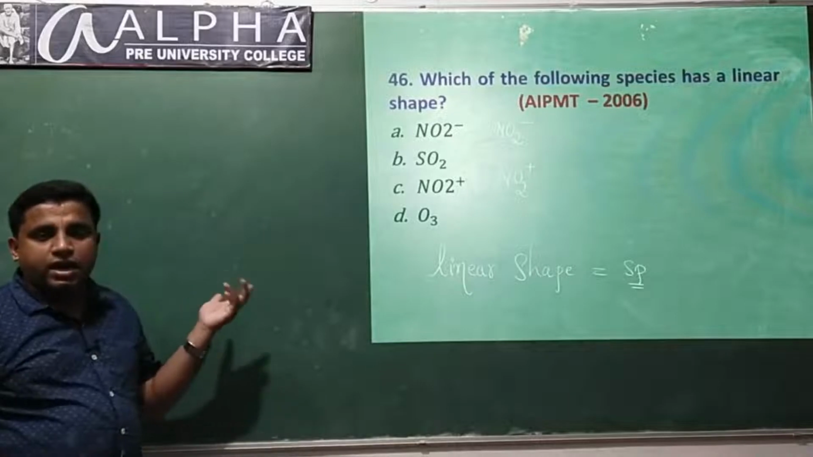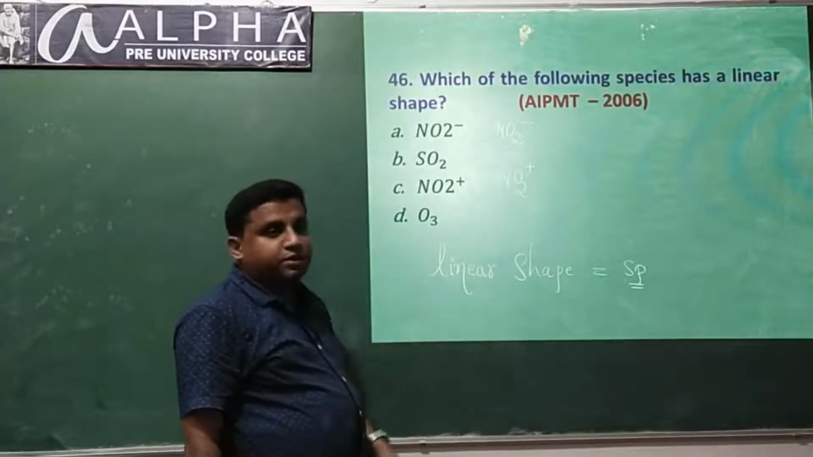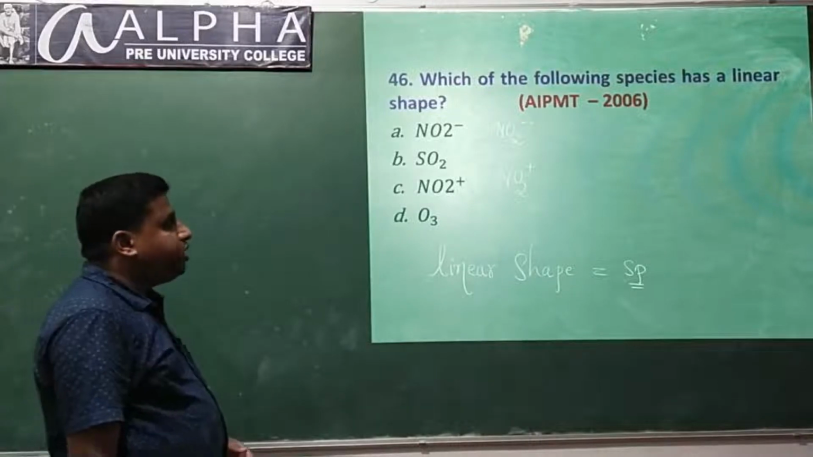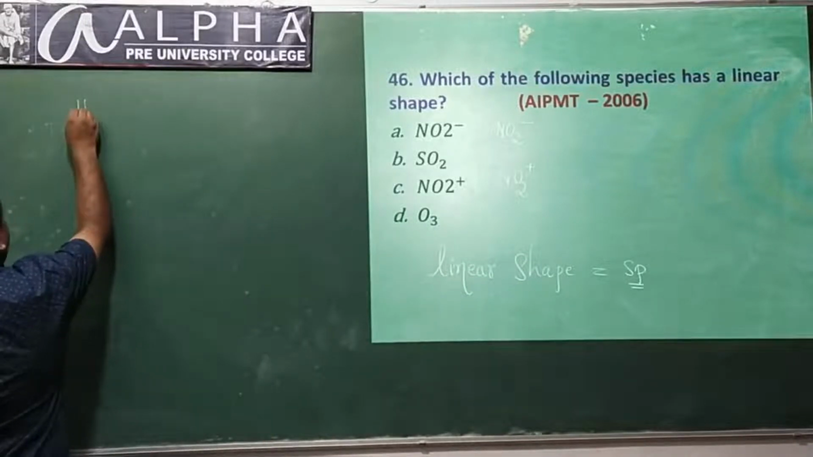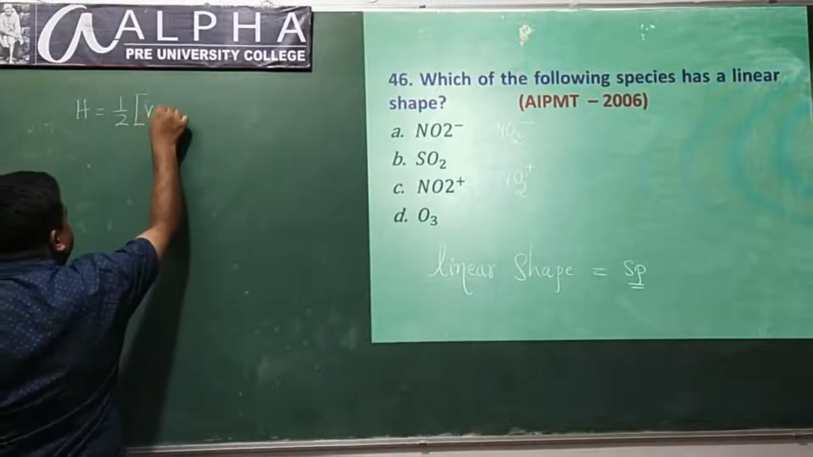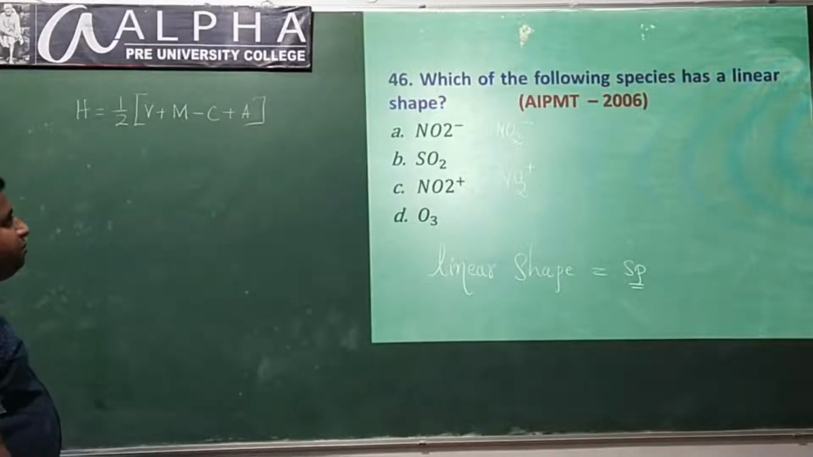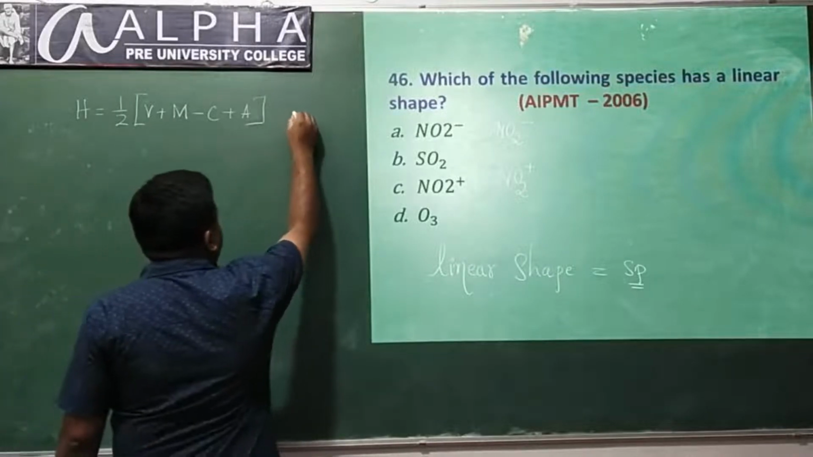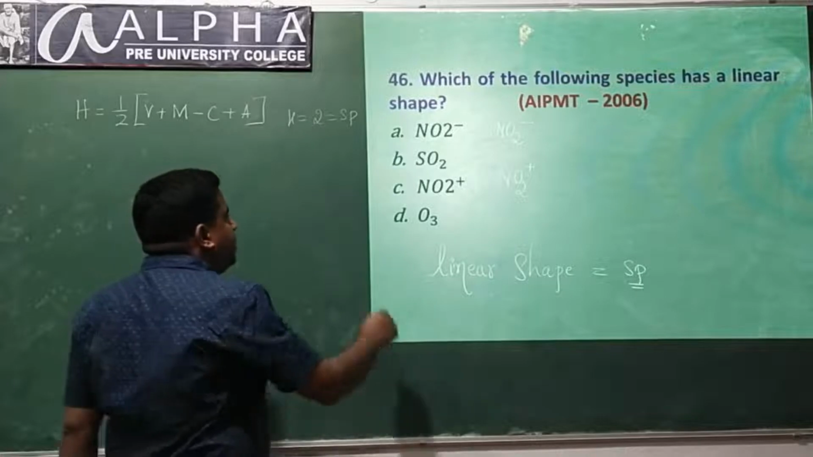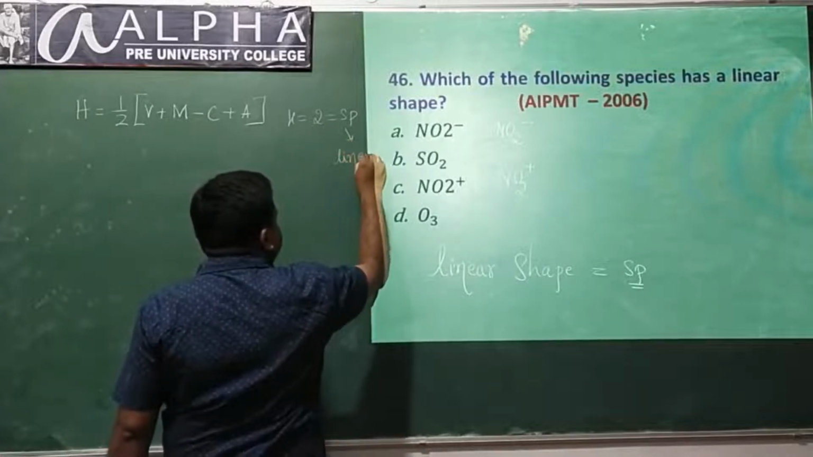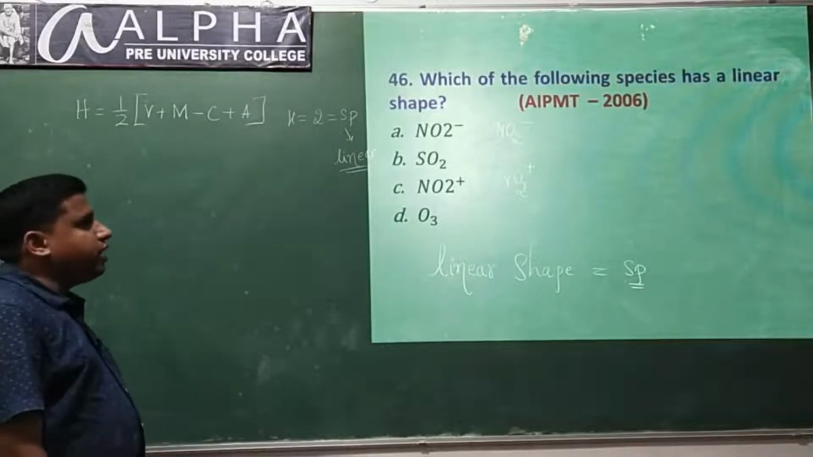So you have to calculate just the hybridization, that's it. You have to get SP hybridization. For SP hybridization the shape is linear. Can we calculate hybridization? Come on guys. The hybridization formula is H equals half of V plus M minus C plus A. For SP hybridization, you should get the value of H to be equal to 2. If H is equal to 2, then the hybridization is SP, and the shape is going to be linear. Simple. Now let us calculate the hybridization for NO2 minus.